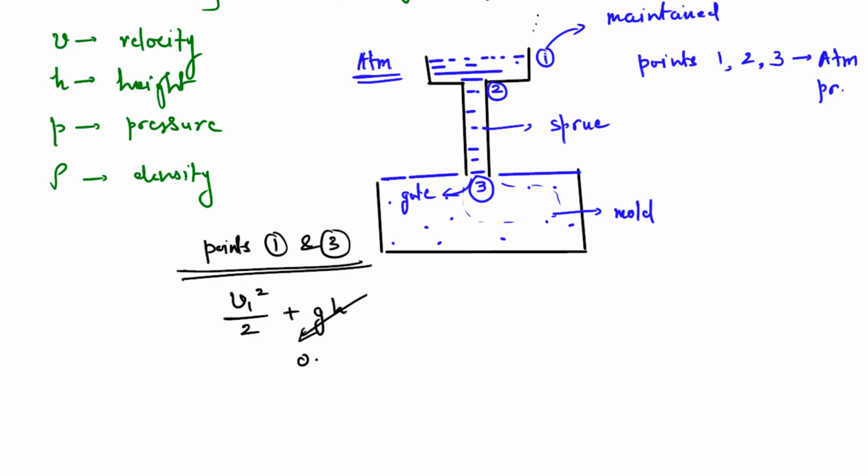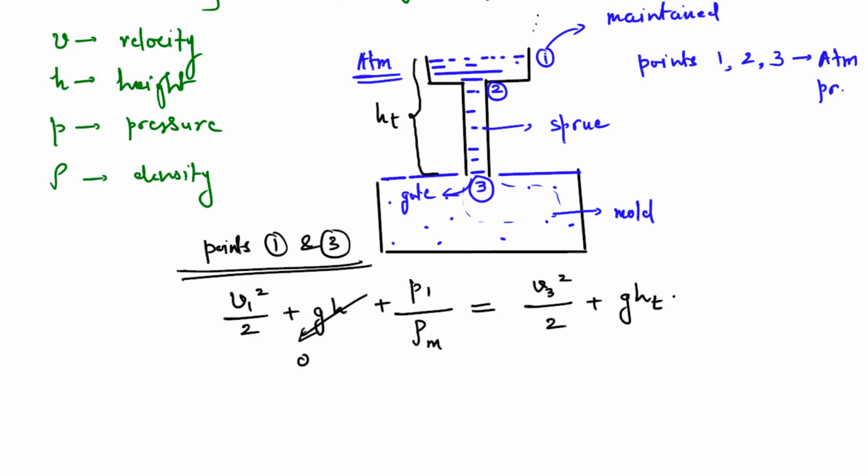This quantity goes to 0 anyway, plus now we have P1 divided by the density of metal. Since as per Bernoulli's equation this summation is constant at point 1 and point 3, we will equate it with point 3. What do we have at point 3? We have some velocity v3, so v3 squared divided by 2 plus g times a certain height. Let us call this height h total, so we don't get confused with other heights. This is your h total, the liquid column height.